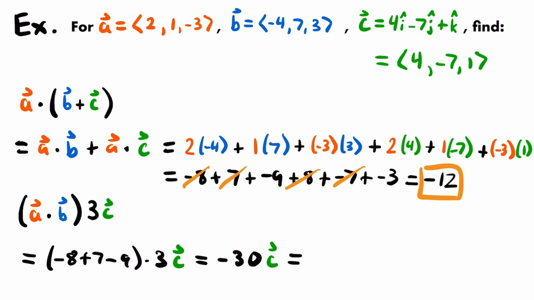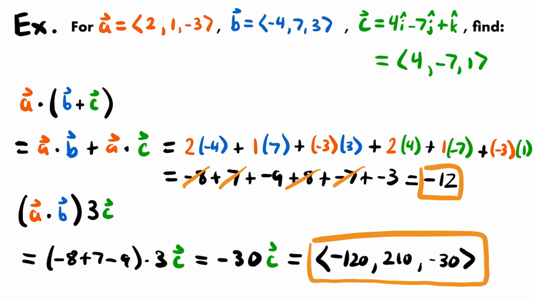So this will be equal to negative 30 times 4, that will be negative 120. Then we have negative 30 times negative 7, that will be positive 210. And then we have negative 30 times positive 1, so we'll have negative 30. And that right there is the result of multiplying the dot product of vector A and vector B by 3 times vector C. Okay, notice that in this case our answer was a vector, and that's because the dot product of A and B resulted in a scalar value, and we're multiplying that by another scalar value, which is being multiplied by a vector.